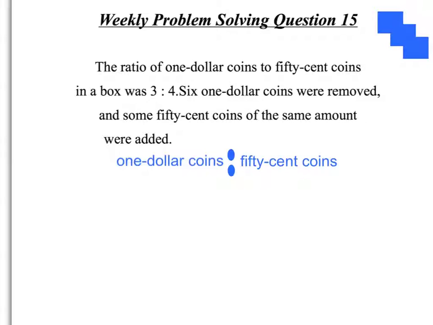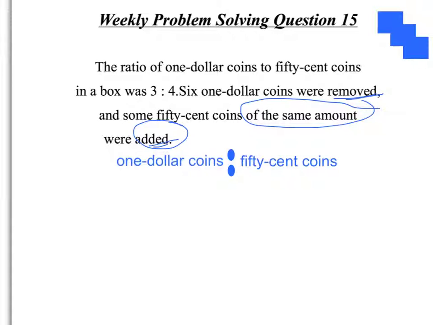The next sentence tells us there was a movement between the original ratio and then the final ratio. 6 $1 coins were removed. So we lost something from the $1 coins, and some 50-cent coins of the same amount were added. So we lost $1 coins, but we gained 50-cent coins.